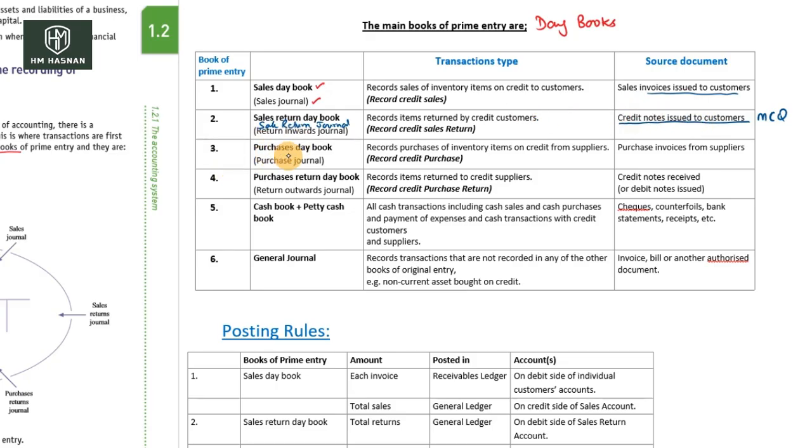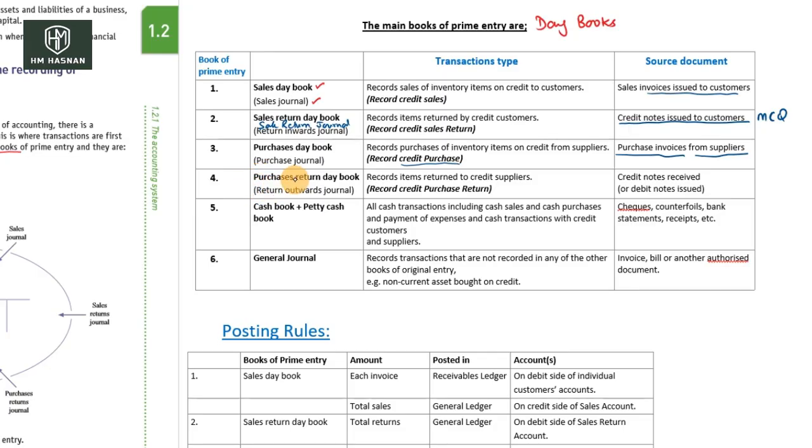The next one is the purchase day book, also called purchase journal. What type of accounting transaction will we record? We will record credit purchases in the purchase day book. What is the source document of the purchase day book? It is the purchase invoice received by the business from the supplier. So the purchase invoice will confirm our purchases.